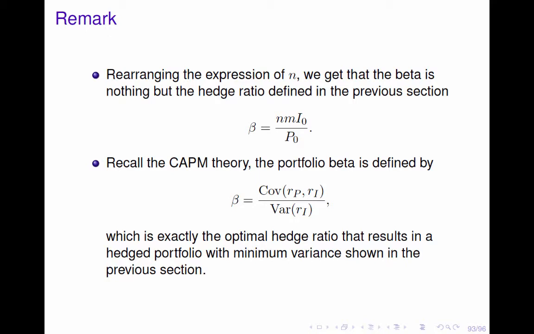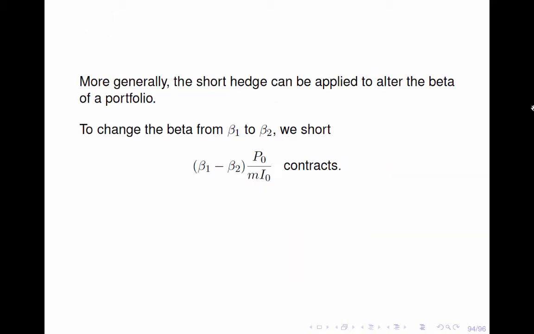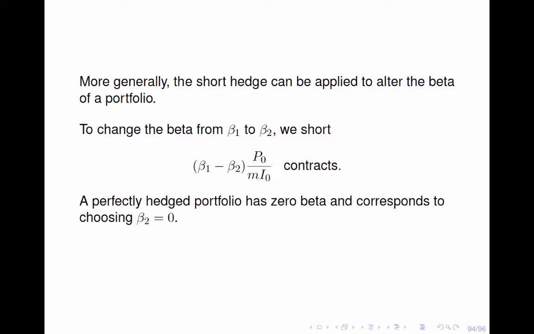More generally, the short hedge can be applied to alter the beta of a portfolio. To change the beta from beta 1 to beta 2, we simply short (beta 1 minus beta 2) times P0 divided by M times I0 number of futures contracts. A perfectly hedged portfolio has zero beta, and that corresponds to choosing beta 2 to be 0.